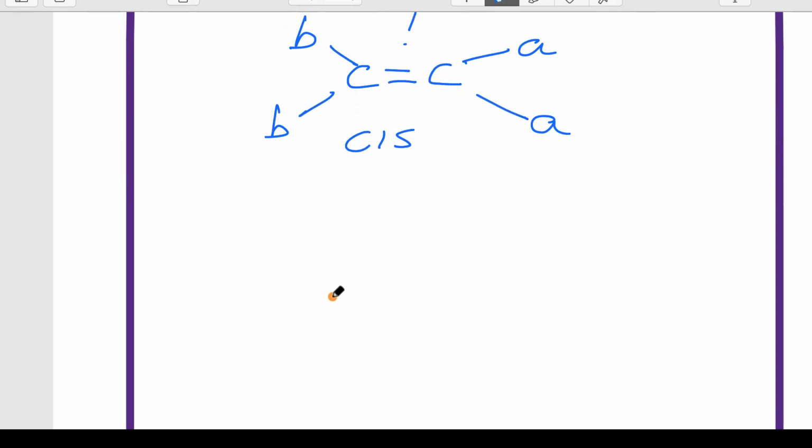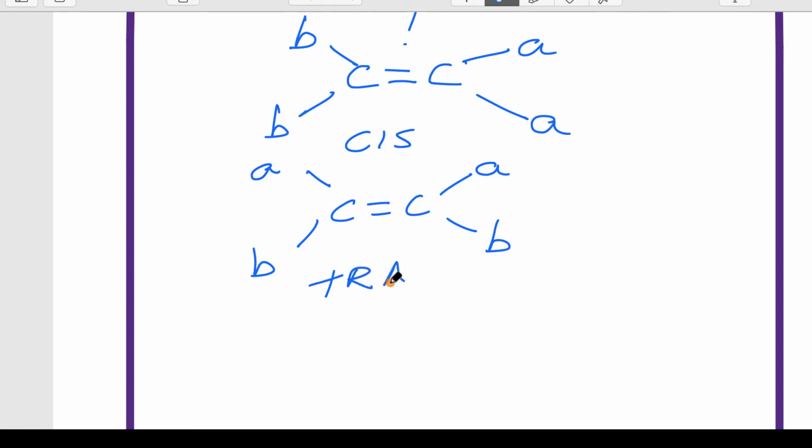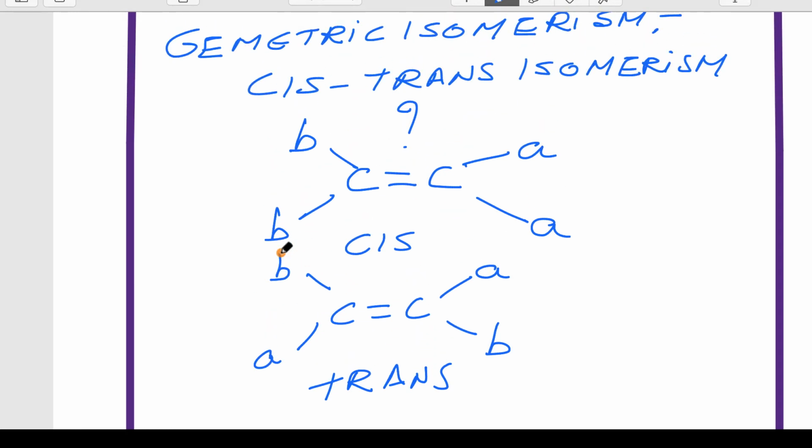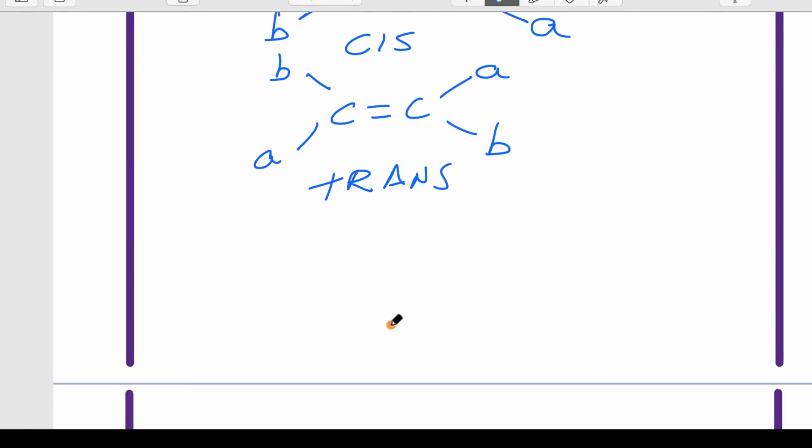Then let us see the second one. What is it? Here you can see A and here B, and here A and here B. So you can see the groups arranged across from each other like that. This is a trans arrangement. If I want to write it, here it is B and here A. See, you can see here, in the first case it is A, here it is across, so B is present like that. So this is what we call trans isomerism.